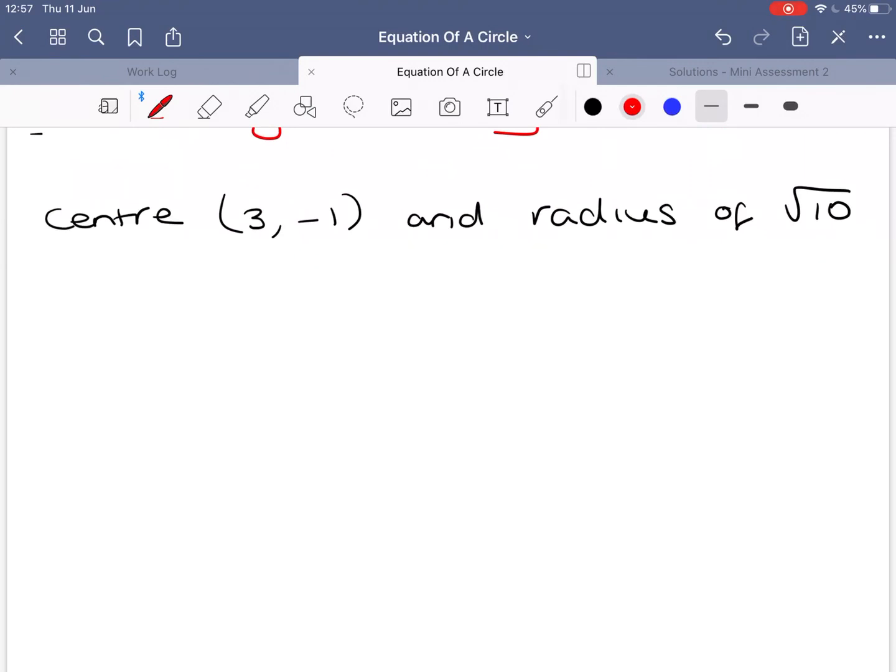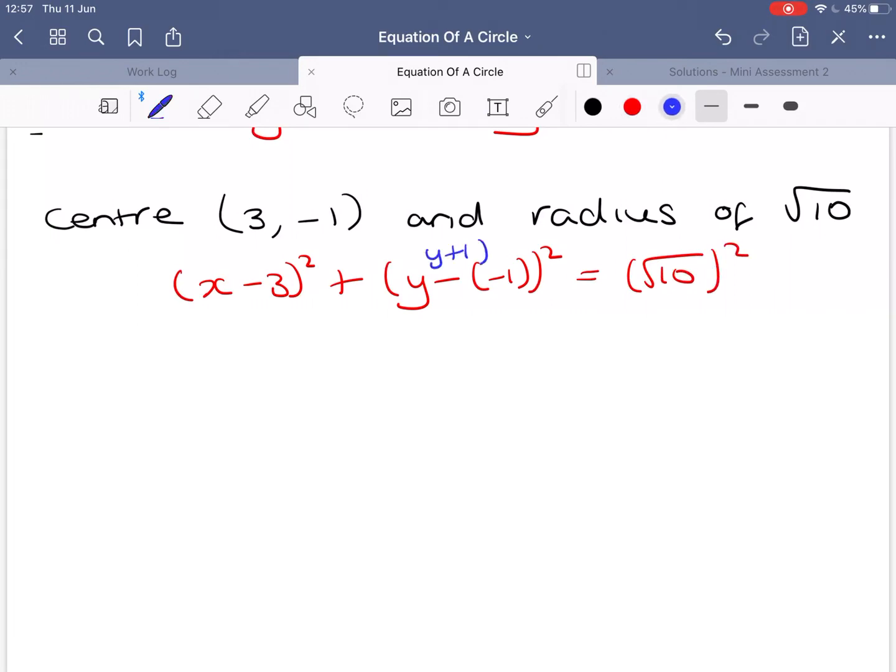So again, you write it in the form of x minus a squared plus y minus b squared equals r squared first. So you get x minus 3 squared plus y minus minus 1 squared equals root 10 squared. Now, this becomes y plus 1 squared, because taking away negative is the same as adding 1. So you end up with x squared minus 6x plus 9. Practice that and you'll get as quick as me. Plus y squared plus 2y plus 1 equals 10.